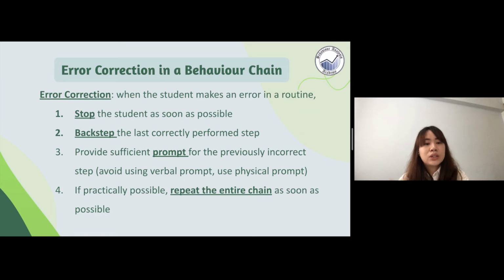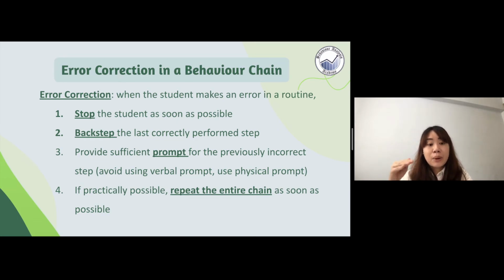Now, moving on to the next type of error correction. Error can happen when you are training a routine as well, so in the behavior chain. What happens if there is an error in the behavior chain? These are the steps. First, stop the student as soon as possible, on that particular step itself. Then you backstep to the last correctly performed step, the previous step that the child is able to do independently.